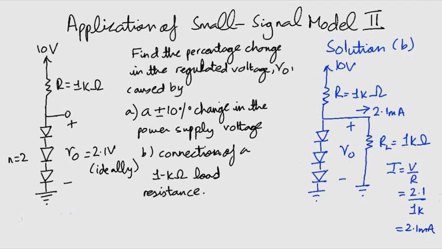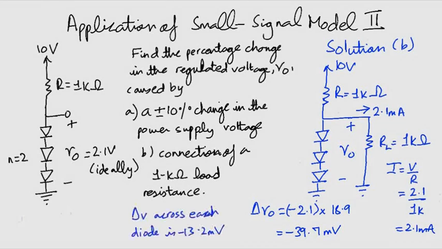So, the decrease in voltage across the diodes can be given by this equation and the value comes out to be minus 39.7 millivolts. This is slightly larger than the 37.1 millivolts that we had calculated in part A, albeit for different conditions. However, this time the voltage change across each diode is minus 13.2 millivolts, and so our use of the small signal model is not entirely justified.